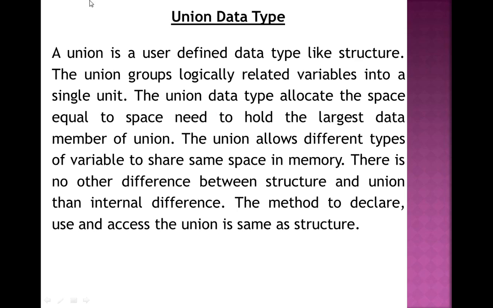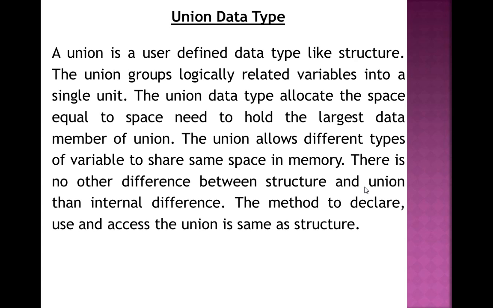So the union data type allocates space equal to the space needed to hold the largest data member of the union. Largest means, for example, double. The union allows different types of variables to share the same space in memory. There is no other difference between structure and union. This is the main difference. A union takes the largest data type and stores the other variables in that space.